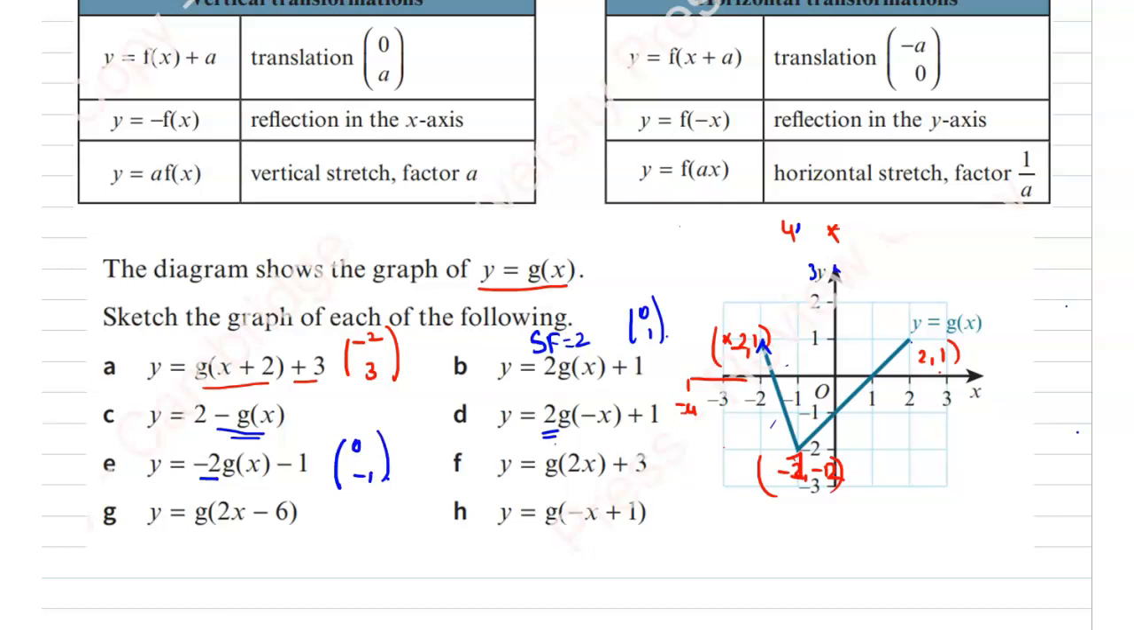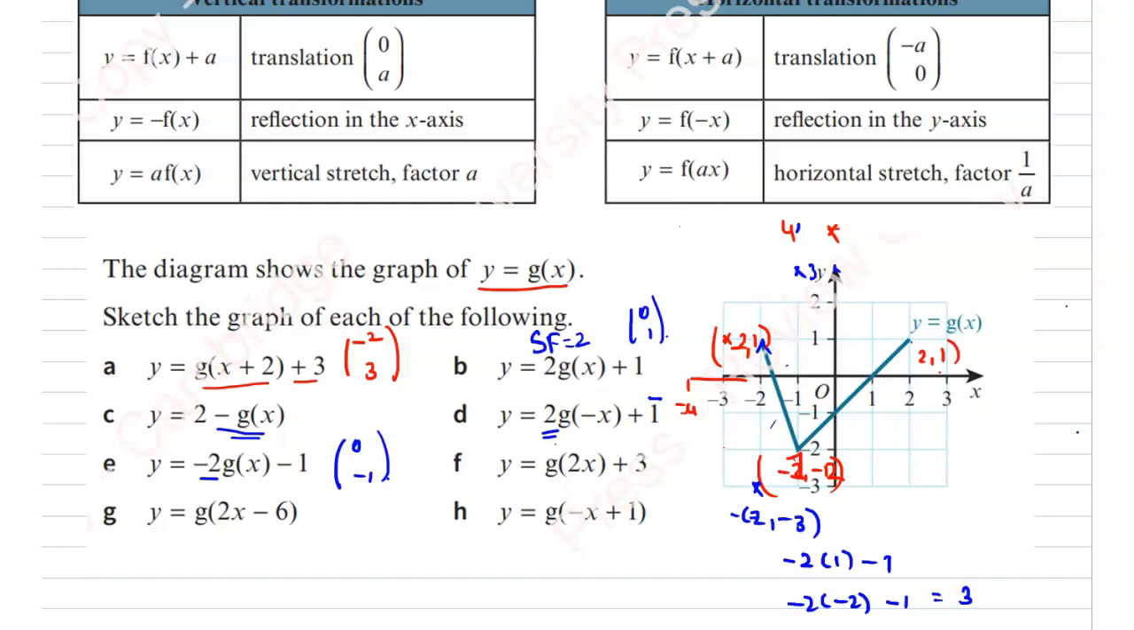So now consider the points. Consider here. So it is minus 2 times 1 minus 1. So it is minus 3. So minus 2 minus 3 is 1 point. Then the next one, consider this point minus 1 minus 2. So it is minus 2 times minus 2 minus 1. So 4 minus 1 is 3. So the new point is minus 1, 3.